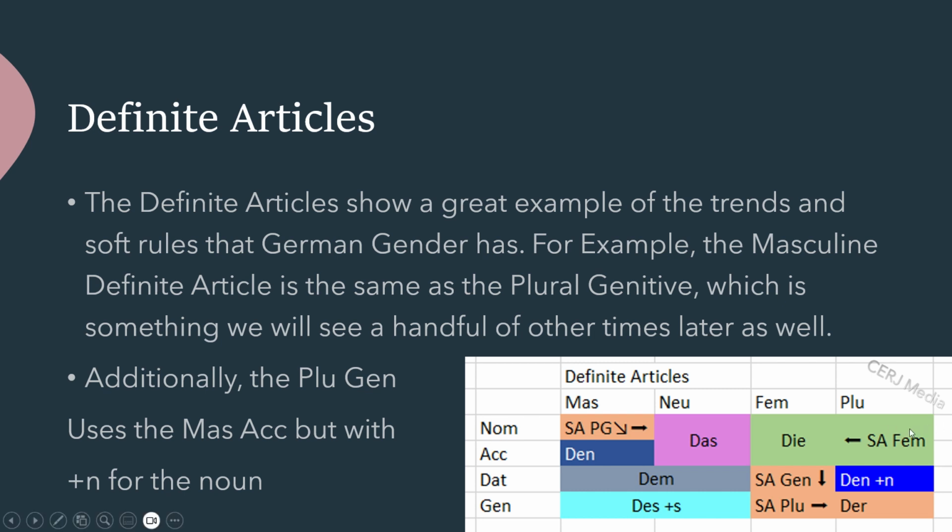So, of course, sticking with the trends, the plural nominative and accusative are the same as the feminine nominative and accusative, and the feminine dative is the same as the feminine genitive, and the feminine genitive is the same as the plural genitive. So, hopefully that makes sense to you.